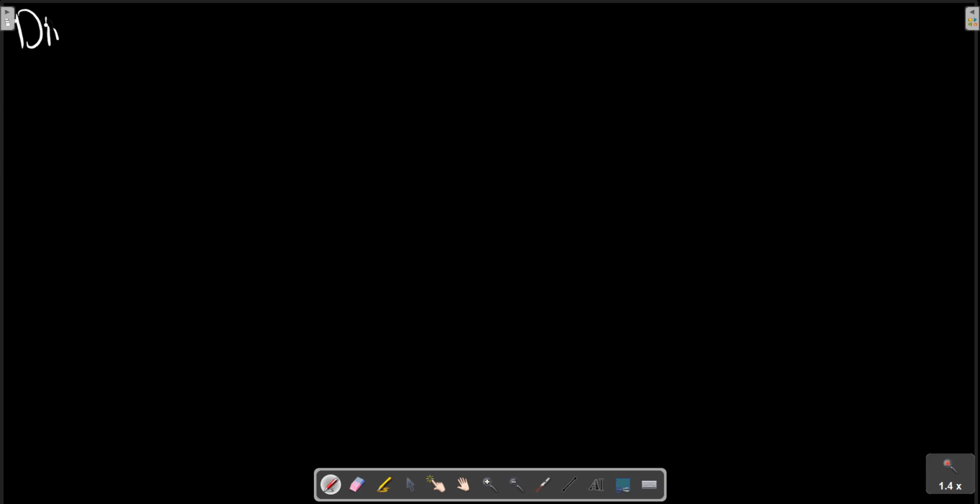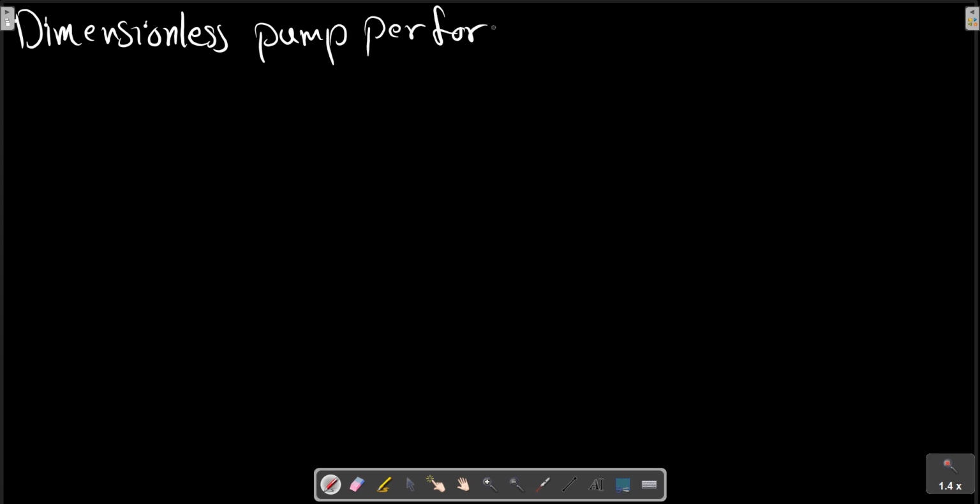Dimensionless form of performance for the centrifugal pumps.